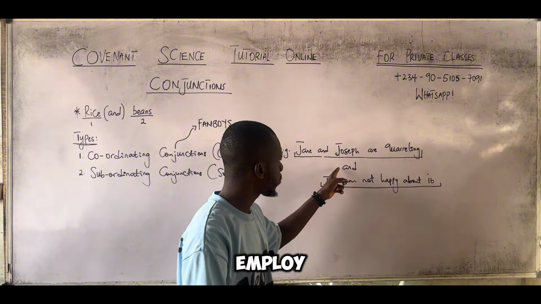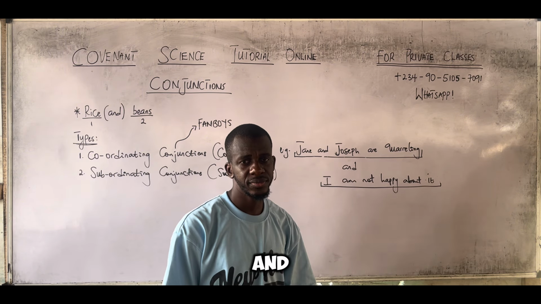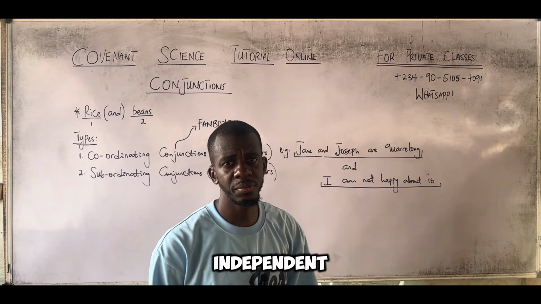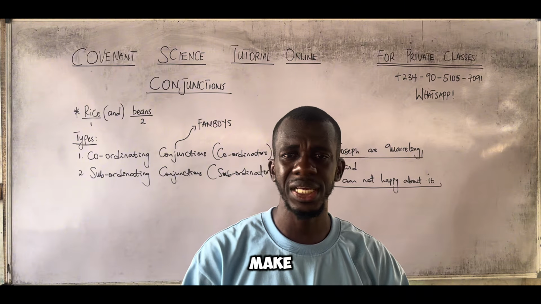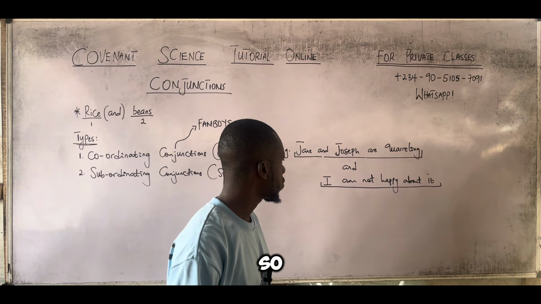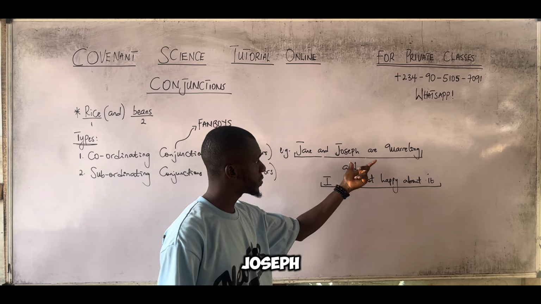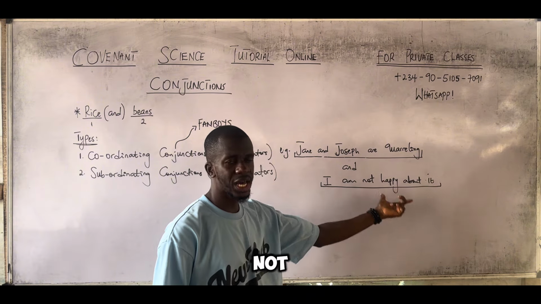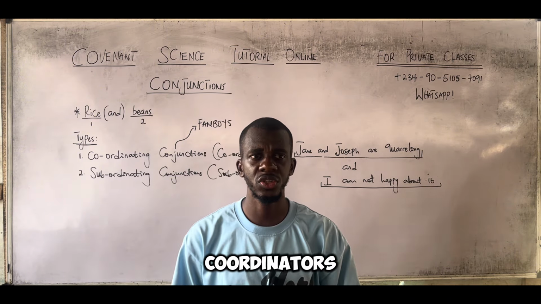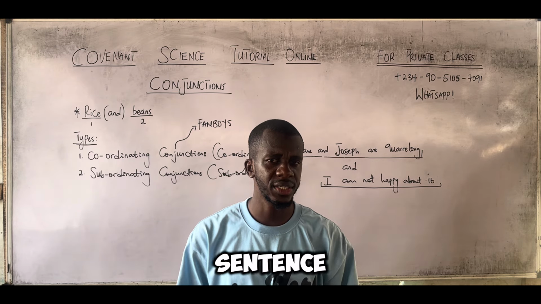Now I have to employ what is called a coordinator, which in this case is and, because both clauses are independent. Independent means they can stand alone and make sense. Excellent. So I have the conjunction and here. My new sentence now reads, Jane and Joseph are quarreling and I am not happy about it. So that's the job of coordinators. They help to join two or more independent clauses in a sentence.